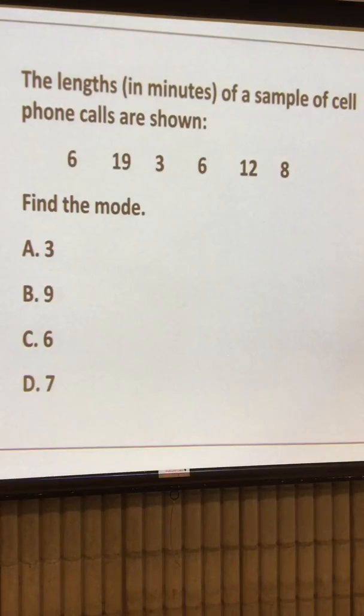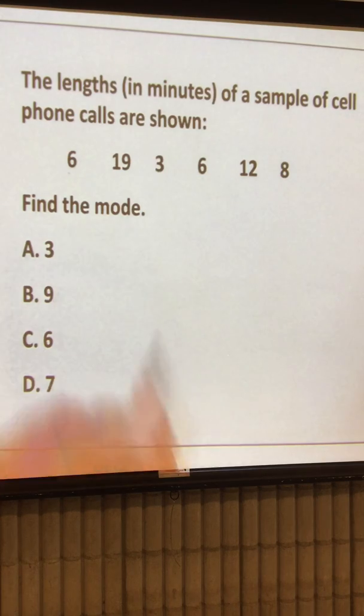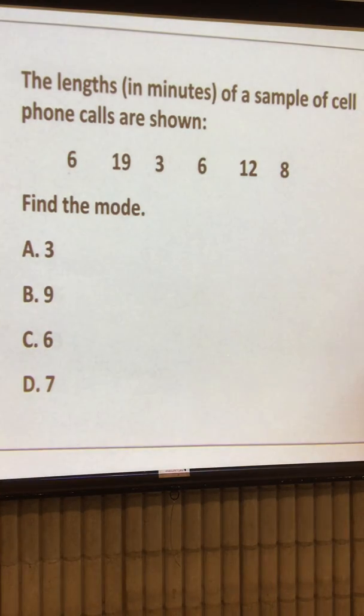Problem number 3. In this case, we have to calculate the mode, highest frequency. We have 2 6s, and everything shows up once. So in this case, the mode will be 6. So the correct answer is C.